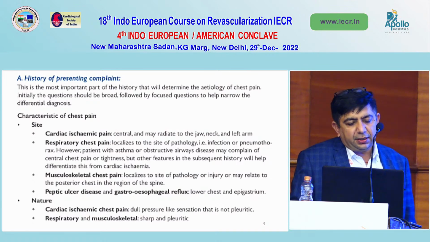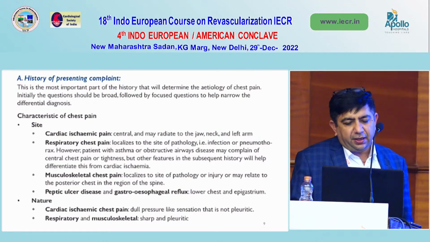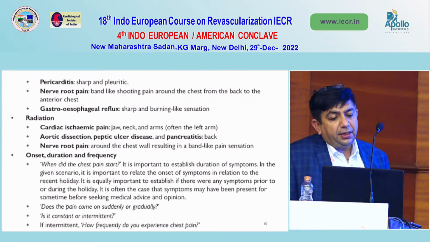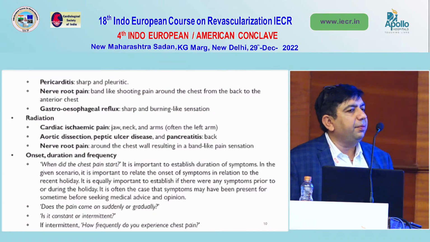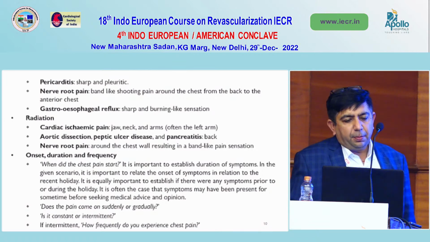Nature of chest pain. Cardiac ischemic chest pain is a pressure-like sensation or heaviness in the chest. Respiratory and musculoskeletal pain are sharp and pleuritic. Pericarditis pain is sharp and pleuritic. Nerve root pain is band-like, shooting pain around the chest from back to anterior chest. It is generally seen with herpes zoster. Gastroesophageal reflux disease pain is a sharp and burning sensation.